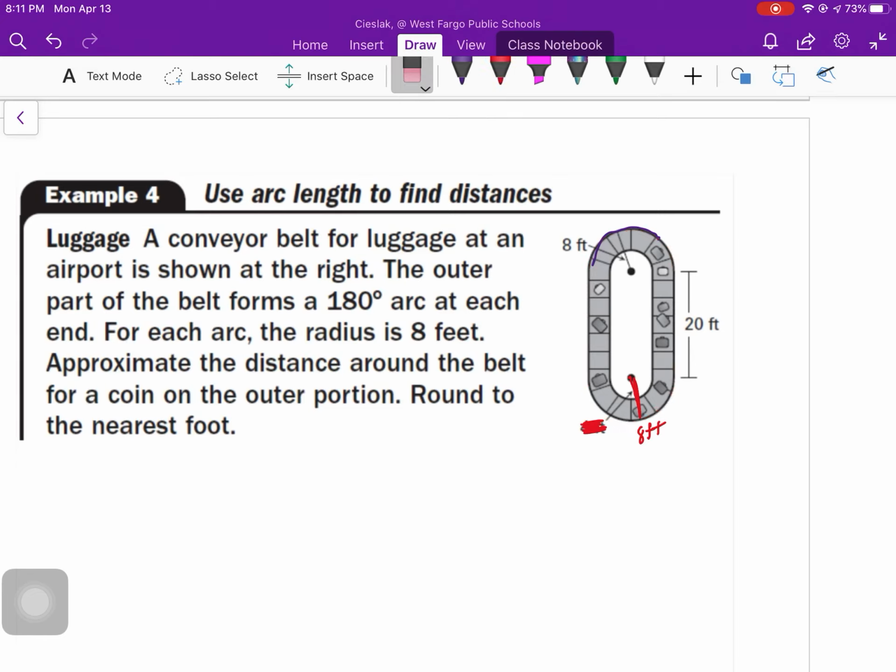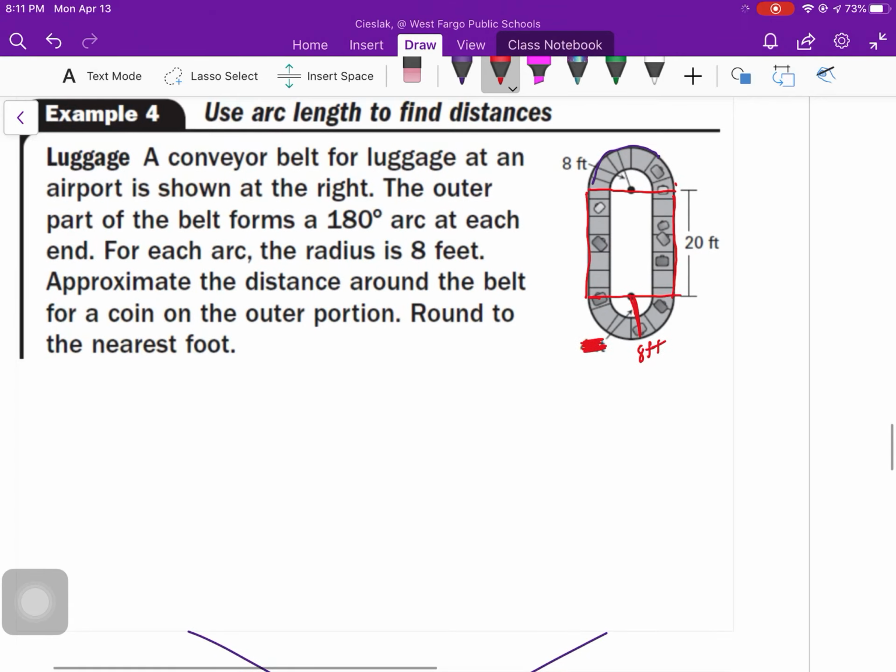Okay, so I'm going to erase that, and I know right off the bat that from right here to right there is 20 feet. So here is 20 and 20. So I'm going to take 40 plus. Now I've got to figure out the part in pink here. That pink value is going to be the same as this. So I can find one of those, and then I'm just going to double it.